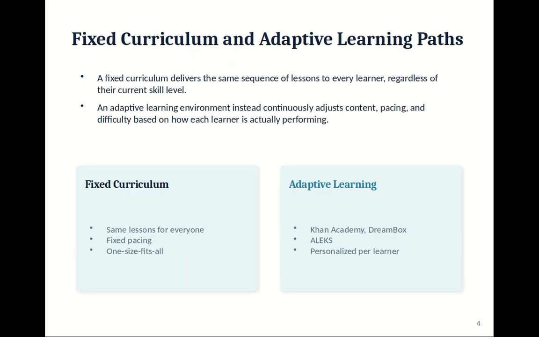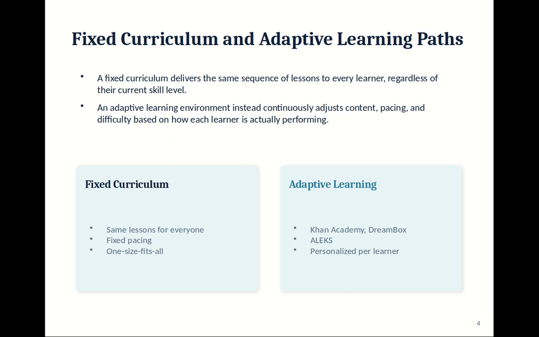Fixed curriculum and adaptive learning paths. A fixed curriculum delivers the same sequence of lessons to every learner regardless of their current skill level. An adaptive learning environment instead continuously adjusts content, pacing, and difficulty based on how each learner is actually performing.